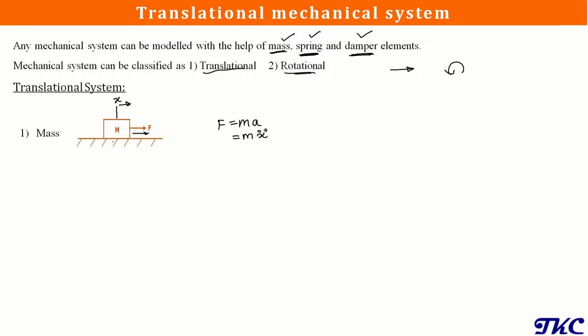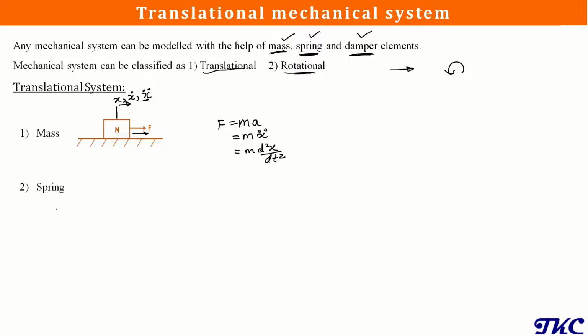When the mass moves, with respect to that position we will have an associated velocity and also acceleration. Here m x double dot represents the acceleration of the mass. Similarly, we can also write it as m d square x by dt square. In this way, we can represent the force contribution of the mass.